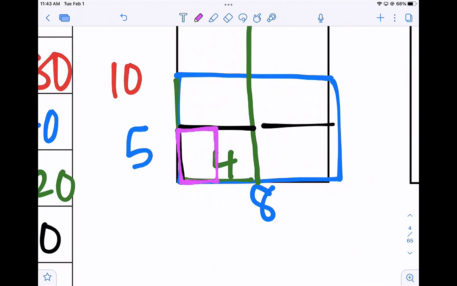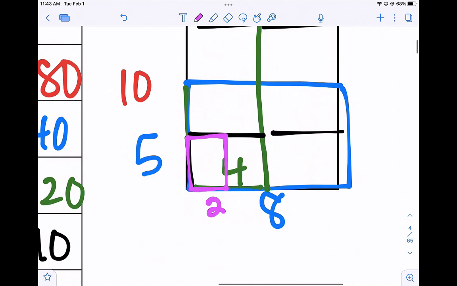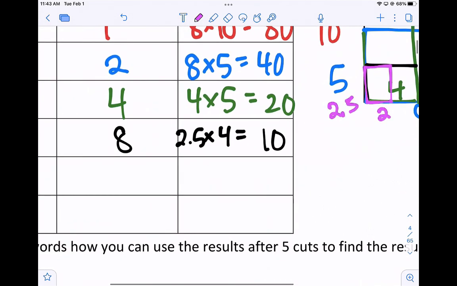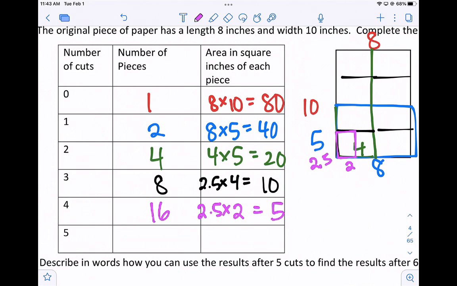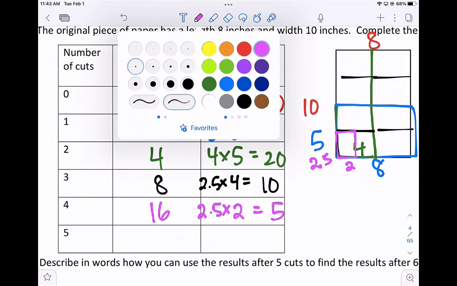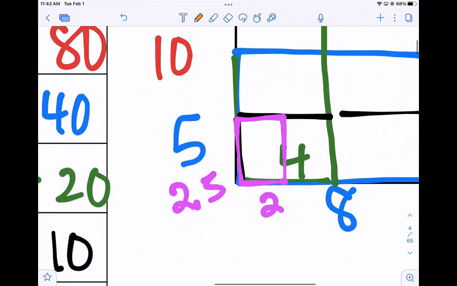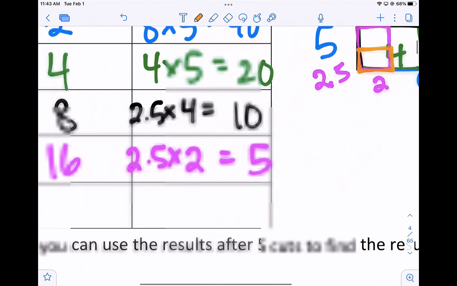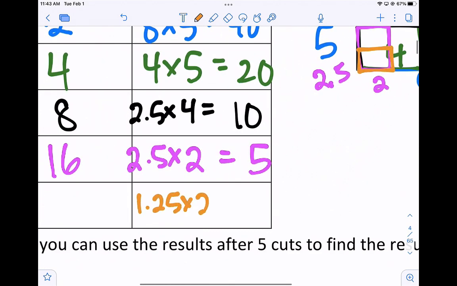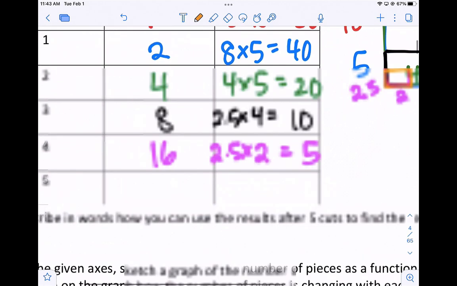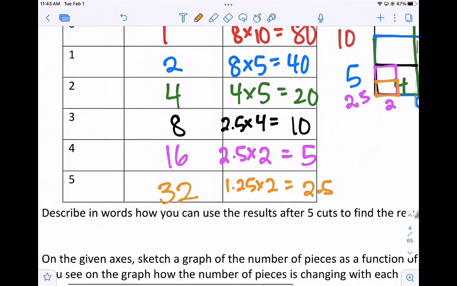If we look at this, this would be 2 by 2.5, which would be 5. And you can kind of guess what the next one's going to be. So we'll draw our last one up here. Cut it in half this way. So this is 2 by, I don't know what half of 2.5 is. It's 1.25. So 1.25 times 2, which is 2.5, which is half of 5, and there will be 32 pieces.